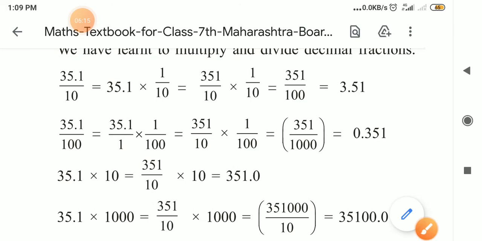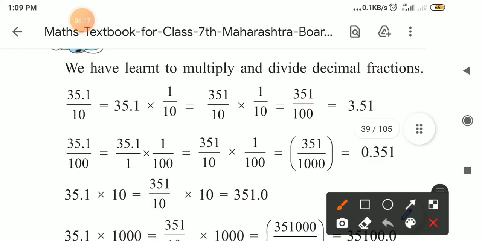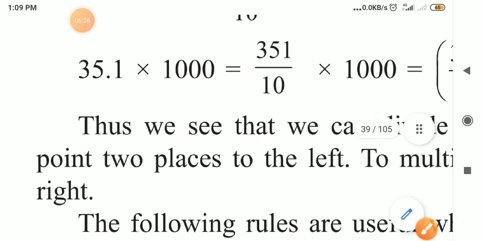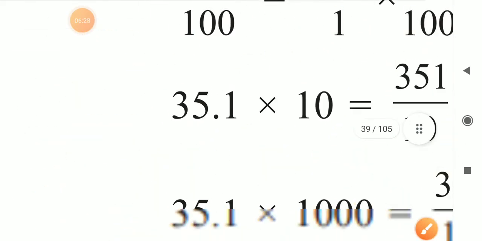Right. Now multiplication. In division, I told you the point shifts towards the left side. But in multiplication, the point shifts towards the right side. That you have to keep in your mind. So for 35.1, I will show you how it works.